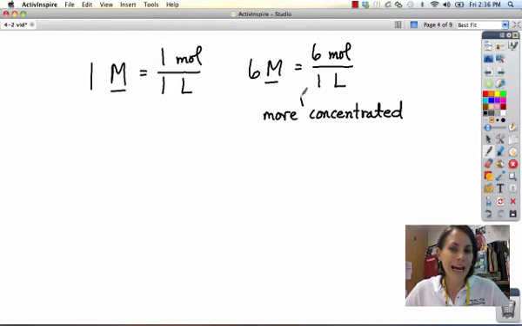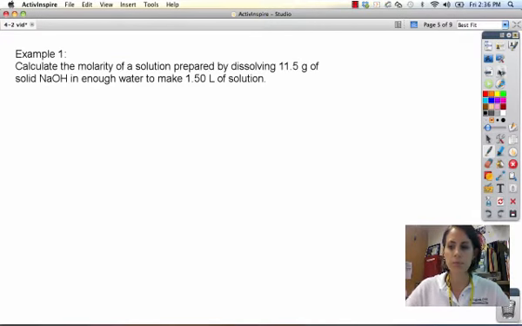So what if I don't have 1 mole or 1 liter of solution? Well, I could still calculate the molarity using the conversions and using this formula that we just showed you. So let's do an example. I want to calculate the molarity of a solution prepared by dissolving 11.5 grams of solid sodium hydroxide in enough water to make 1.50 liters of solution.